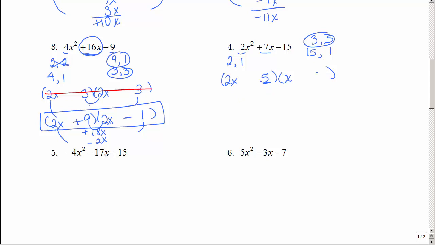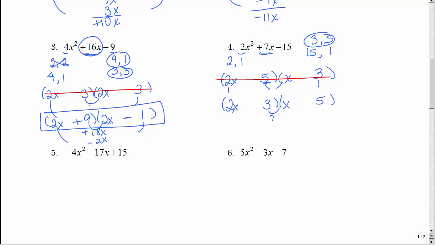So let's see if I put the 5 here and the 3 here. That's 5x. That's 6x. 5 and 6. Add or subtract to get 7? Nope. That doesn't work. All right, so I'm just going to say, let's try again. Okay, so we still have 2 and 1. I'm not going to rearrange that, but I'm not going to give up on the 3 and 5 yet. Let's put the 3 here and the 5 there.